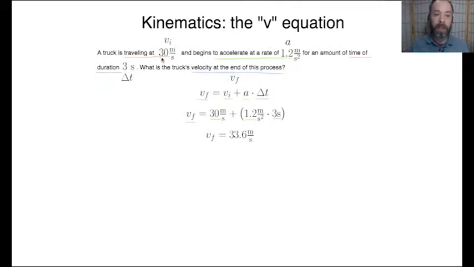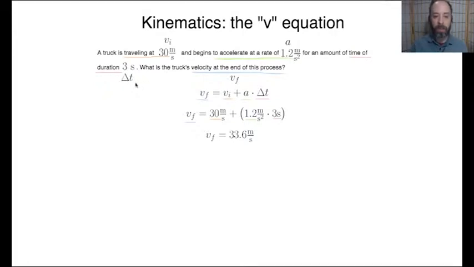Suppose we have a truck traveling at 30 meters per second, which is going to accelerate at a rate of 1.2 meters per second squared for an amount of time of duration 3 seconds. And we want to know the velocity of the truck at the end. Well, velocity of the truck at the end, that's very obviously our VF concept. Traveling at 30 meters per second and begins, that's talking about the beginning, so we know that's V initial. Acceleration is clearly labeled as 1.2 meters per second squared. That's next to the word accelerate. We know that's going to be A. Time of duration, 3 seconds.